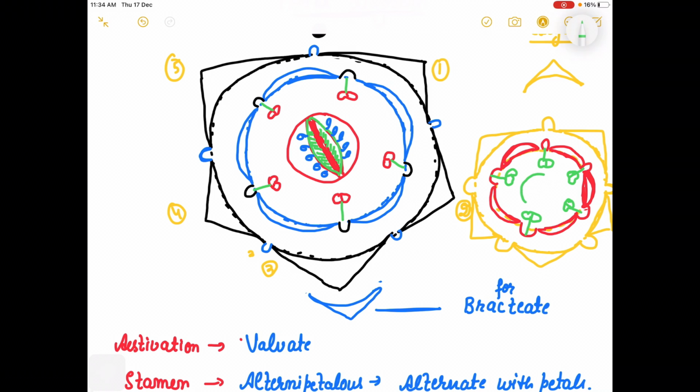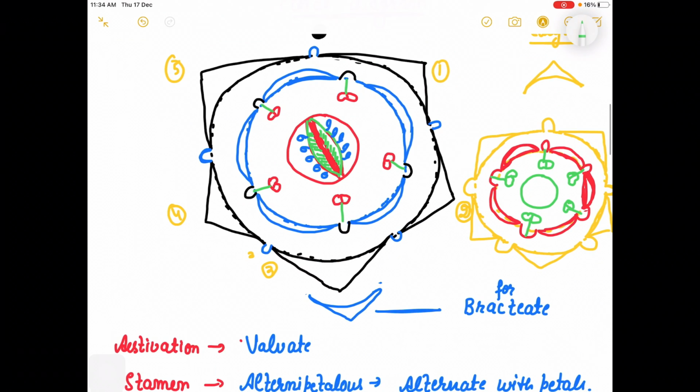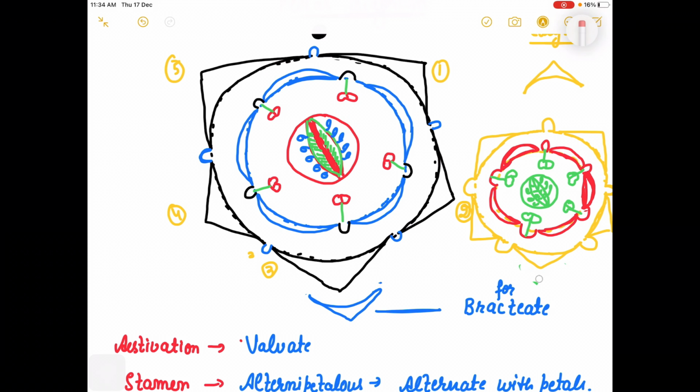Now ovary is bicarpellary, so there are 2 partitions. The placenta is swollen, so we are going to make this swollen placenta with the ovules. This is the complete floral diagram of your Malvaceae family. If you are drawing it for the bracteate flower, then make this bract. Otherwise, if you are not making it for the bracteate, then you can leave it.